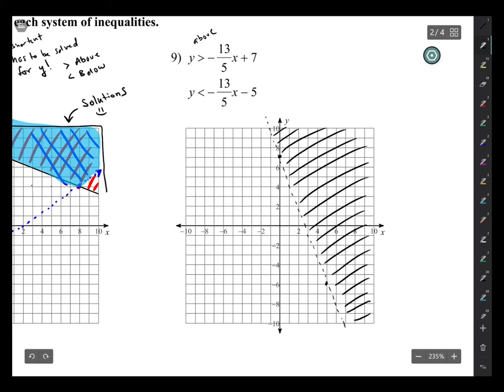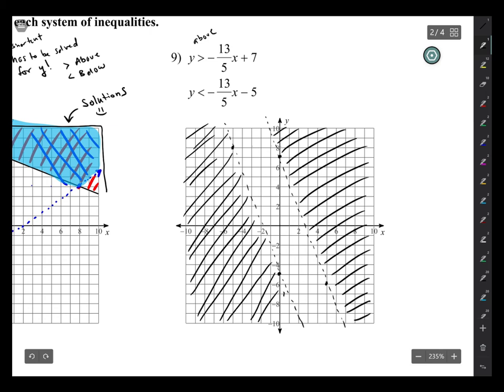Now for the other one, so this time at -5, it has the same slope, so that should be something interesting. 1, 2, 3, 4, 5, 6, 7, 8, 9, 10, 13. 1, 2, 3, 4, 5. Another dotted line. And this time it's shaded below. What in the world's going on here?